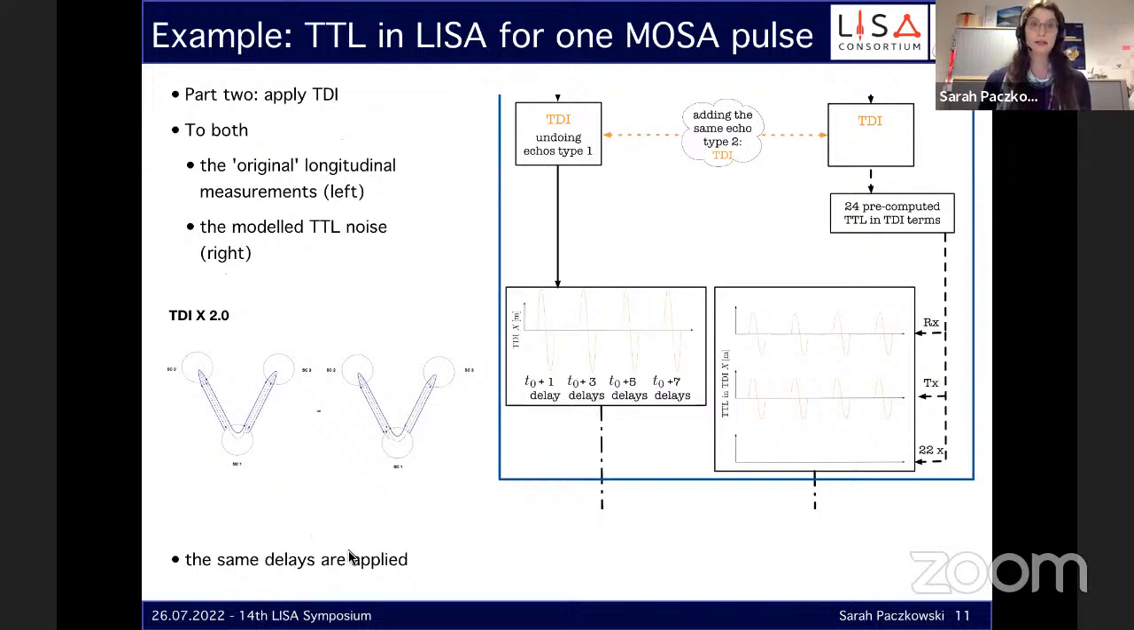And then in the second step of the data processing, we apply time delay interferometry to both the original longitudinal measurements as shown here on the left. And that's what is always happening. And we also do this for each of the estimated tilt to length contributions. And then TDI undoes these echoes type 1 from phase locking, and it adds the same echoes to all data streams, since the exact same delays are applied as are illustrated here in this TDIX picture on the left.